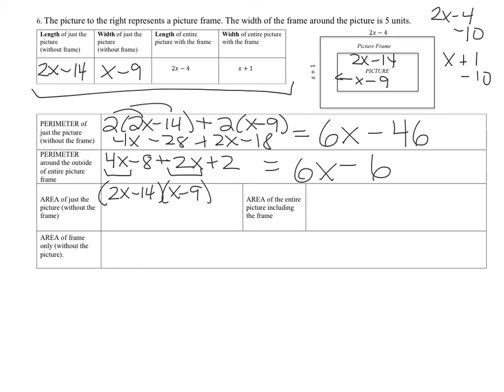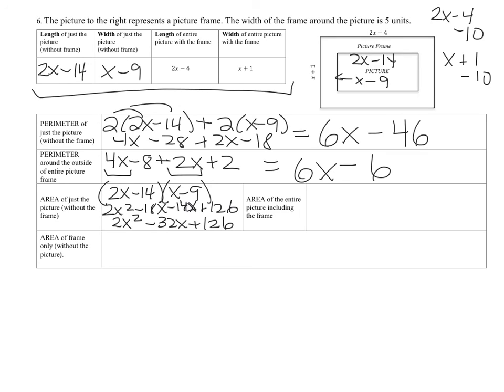So 2x times x is 2x squared. 2x times negative 9 is negative 18x. Negative 14 times x is negative 14x. And then negative 14 times negative 9 is positive 126. Handwriting is going a little crazy here because I'm trying to write small. And now underneath there, I'm going to combine my like terms in the middle. So I'm going to end up with 2x squared minus 32x plus 126.